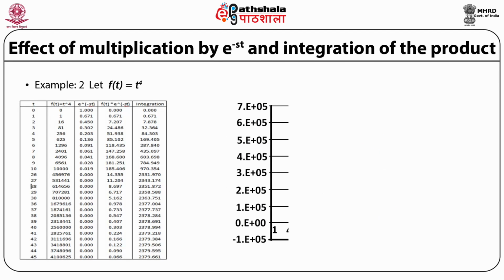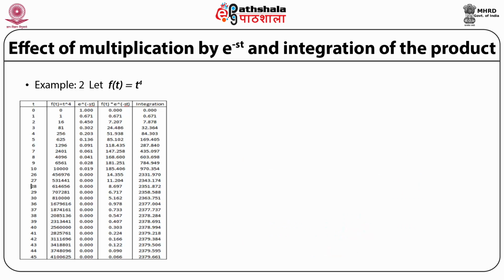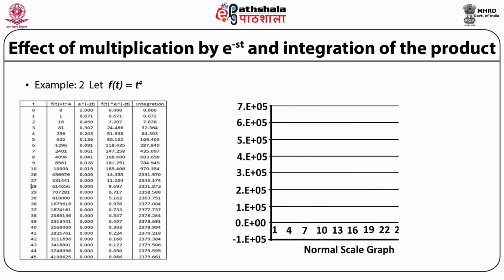We are going to see the effect of multiplication and integration of the product, and this is example number 2. What we are going to do is take the same t squared and see what will happen if we square it. That means we make it t power 4. How is it going to change?